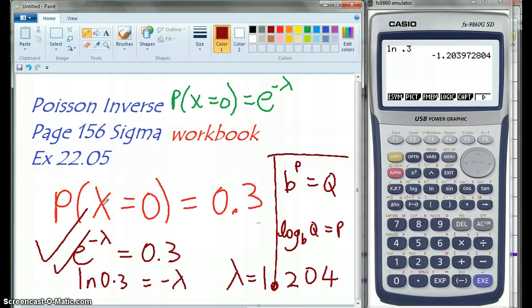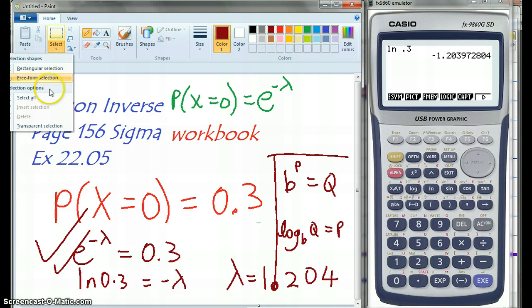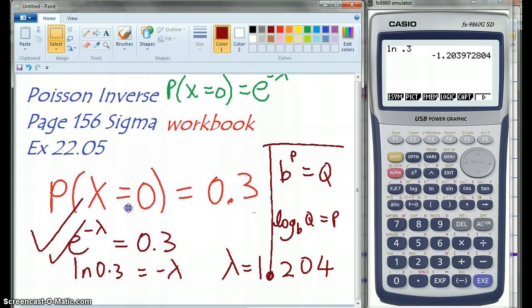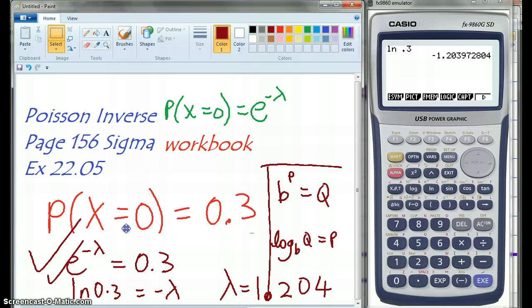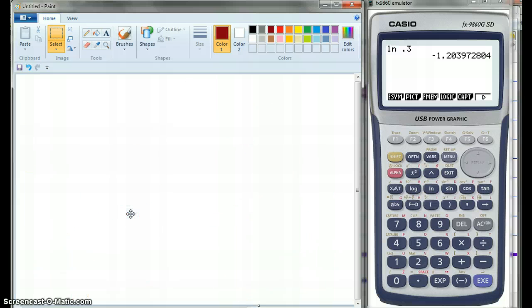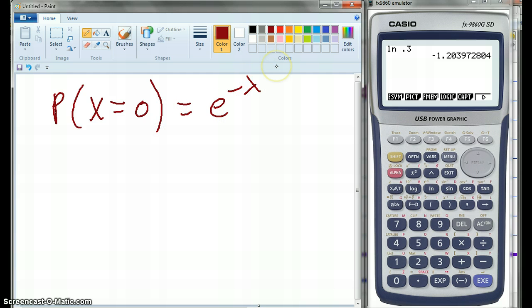Number 2, on average, there have been no hurricanes in the Gulf of Mexico on only 15% of years for which records are kept. Assume that hurricanes occur according to a Poisson distribution. Estimate the mean number of hurricanes in the Gulf of Mexico per year. Alrighty, so I'm just going to move that up. Can we remember that off by heart? So we've got the probability of x equal to 0 equaled e to the negative lambda. Is that correct? Yep. Okay.